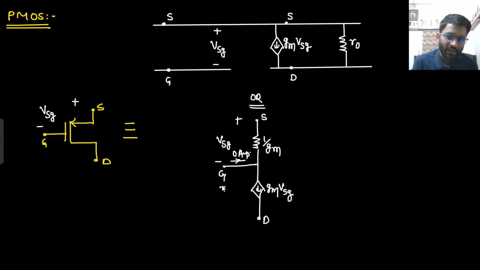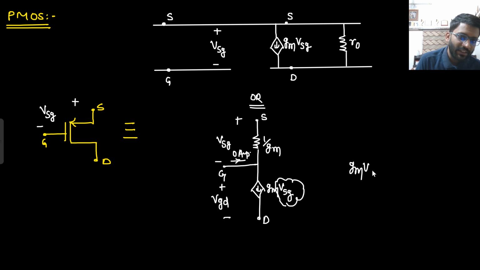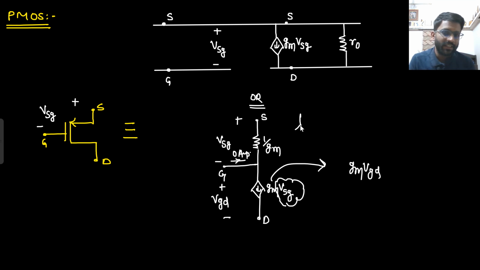Now you can't say, sir, I will get to know some potential here, gm Vgd. If I know the potential, then I can draw some resistance here. But the current is depending on Vsg, not Vgd. If the current was depending on Vgd, you could have drawn the resistance. If this current would have been gm Vgd, then you would have drawn 1 by gm resistance here and a gm Vgd current source from the source. But here we only know the Vsg potential, and the current is depending on Vsg potential. So my current is gm Vsg. So the Vgd potential has nothing to do with it, so you can't make it a resistance.